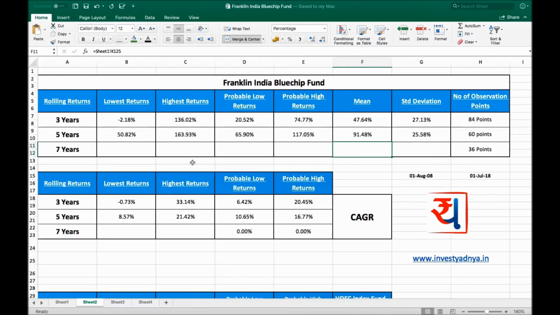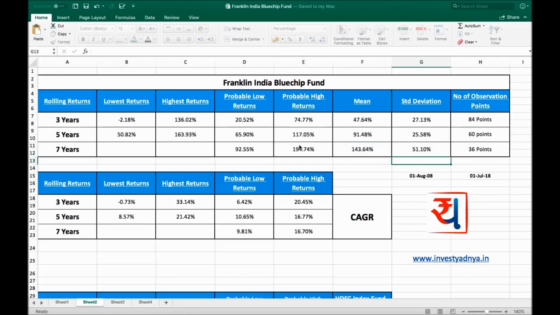So the mean value for 7-year rolling returns is 143.64% and the standard deviation is 51.10%. If we convert these numbers into probable low returns, that is mean minus standard deviation, it is 92.55% over the period of the next 7 years. If we convert this number into CAGR, 92.55% will become 9.81% per annum.